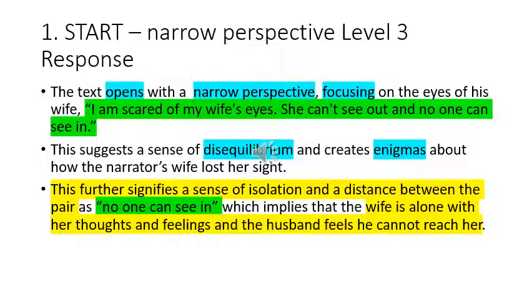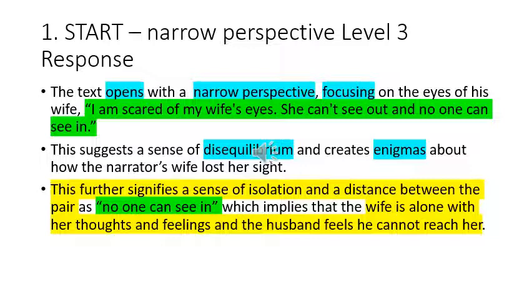an 8. As you can see, the light blue highlighted parts of the response relate to structure words or structural devices. Quotations are highlighted in green, and then effects are highlighted in yellow. The text opens with narrow perspective, focusing on the eyes of his wife. "I am scared of my wife's eyes. She can't see out and no one can see in." This suggests a sense of disequilibrium and creates enigmas about how the narrator's wife lost her sight.